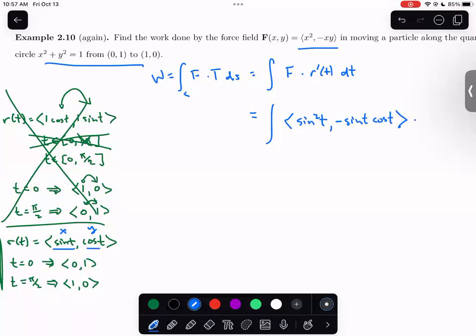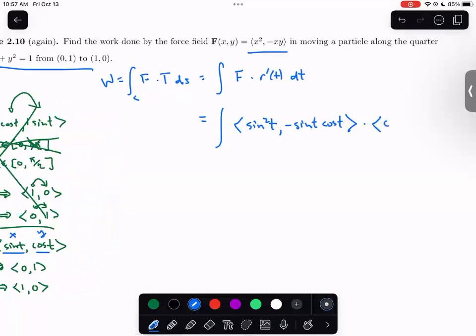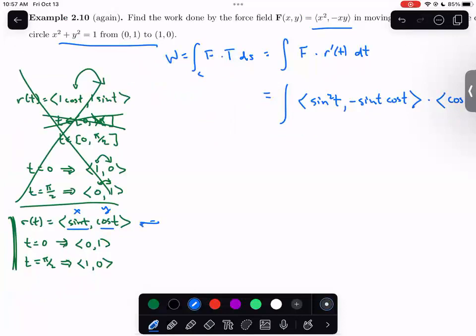Another thing that I can do is I can calculate out my r prime of t. So the derivative of sine is going to be cosine, and the derivative of cosine is going to be negative sine. So again, using my parameterization, I can find r prime.